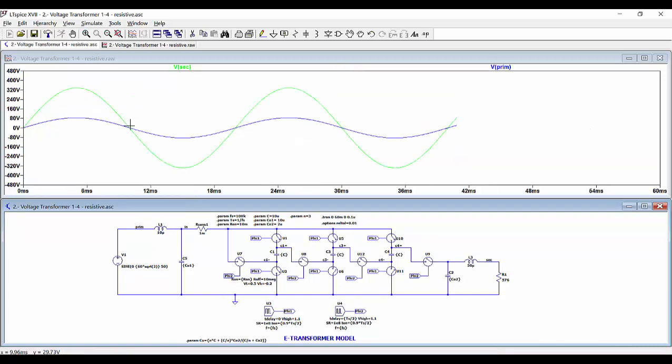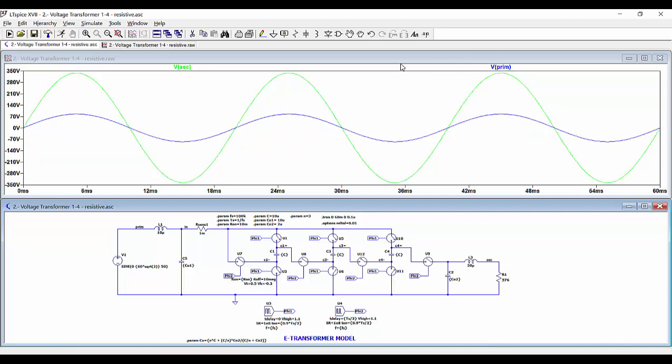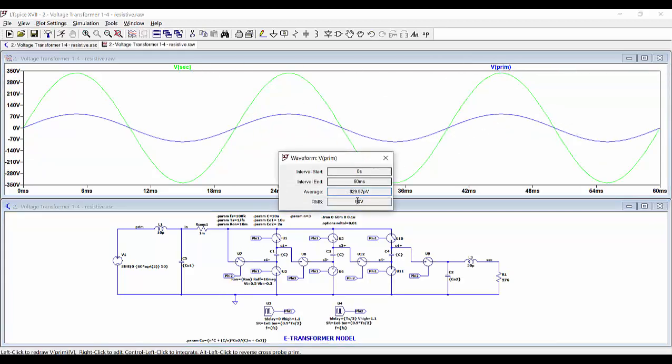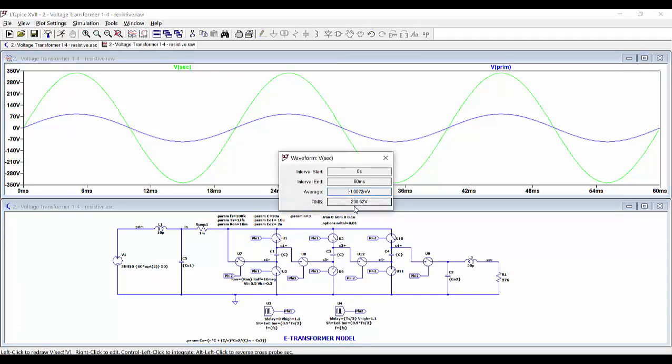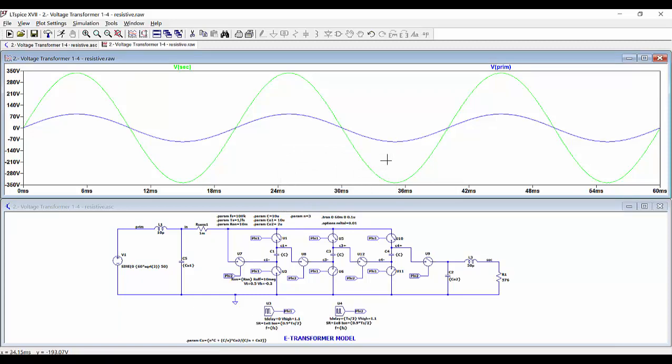So we can see in green is the voltage at the output, the secondary voltage, and in blue we have the voltage at the input. So the input voltage is 60 volts RMS, of course, and the output voltage is 238.6 volts, of course, because we know that we have some series resistance in the circuit, so the voltage is a little bit lower. This is similar to a real magnetic transformer.